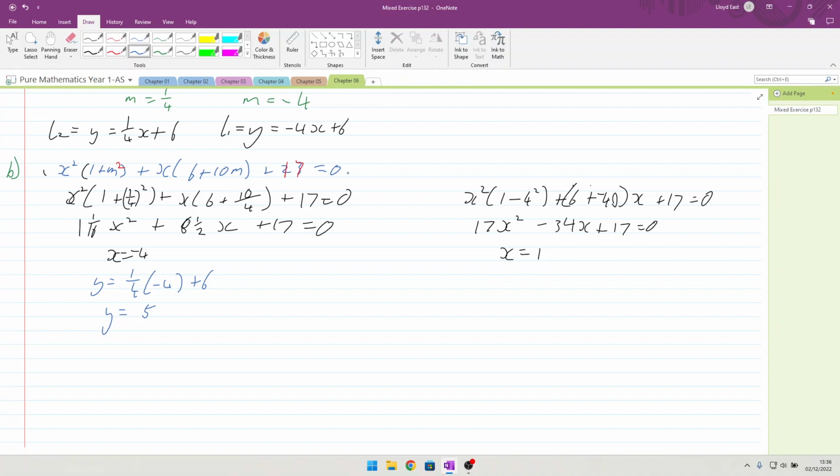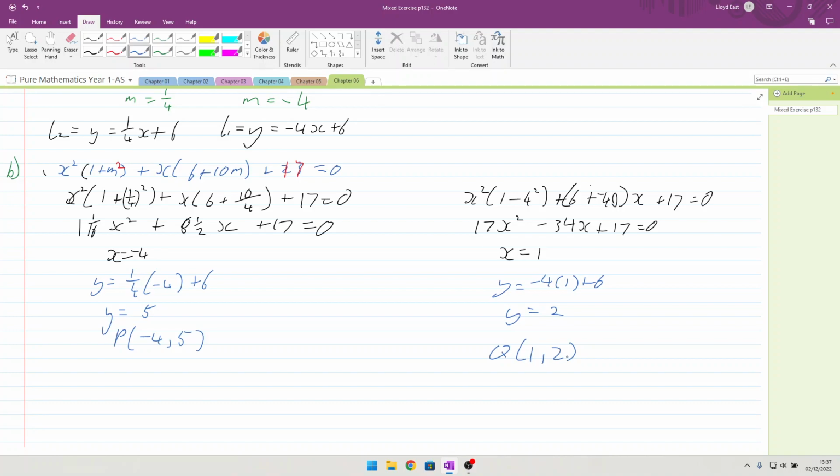And on this one, using the L1 equation, y equals minus 4 times 1 plus 6, giving you a y of minus 4 plus 6, giving you 2, meaning that your point for P is going to be minus 4, 5, and your point for Q is going to be 1, 2. And looking at the diagram, that looks to be about correct as well.